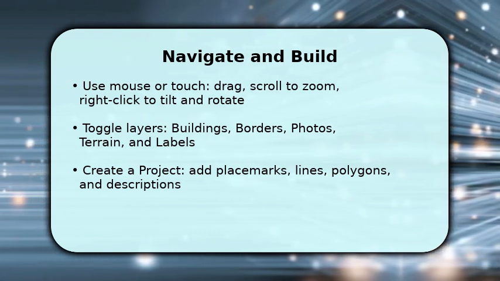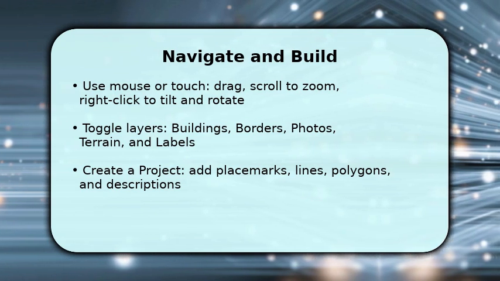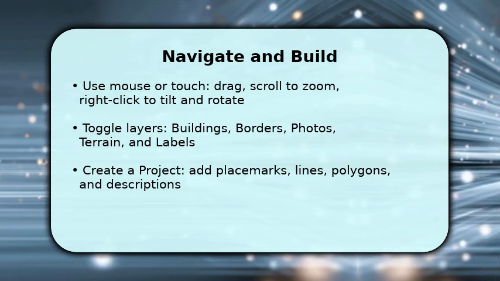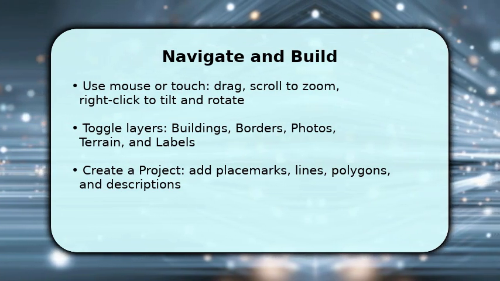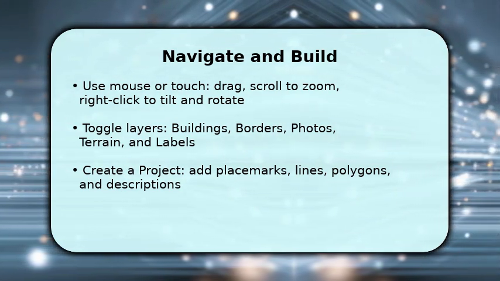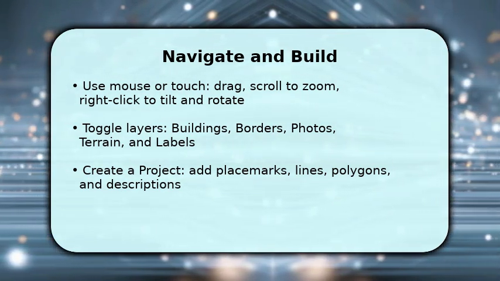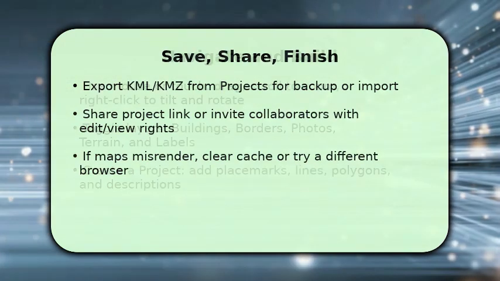what to annotate. Create a project and add place marks, lines, or polygons to mark routes or areas. Write concise descriptions to explain why each point matters. Once done, use the measuring tool to check distances and areas for accuracy. Finish by saving and exporting.